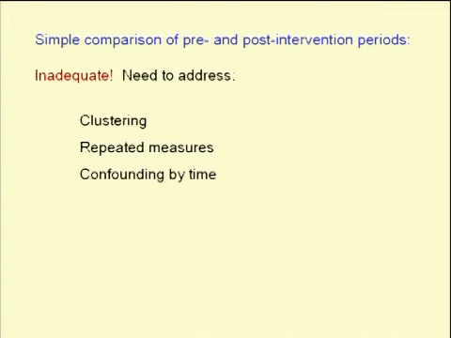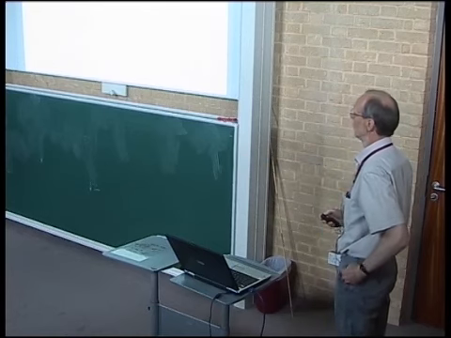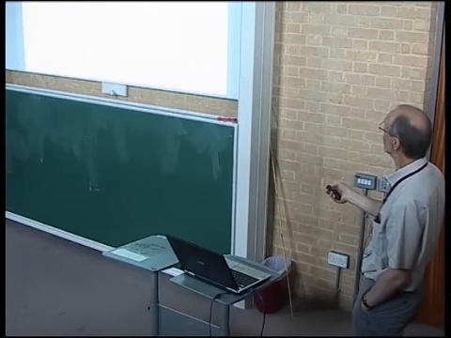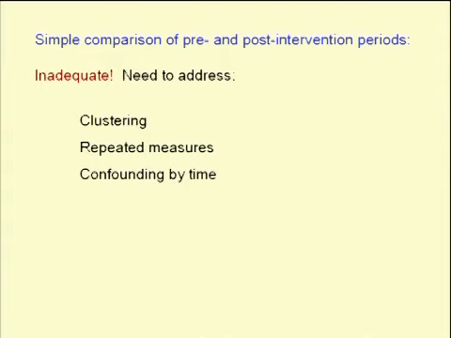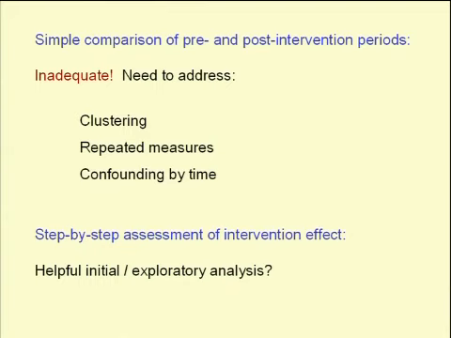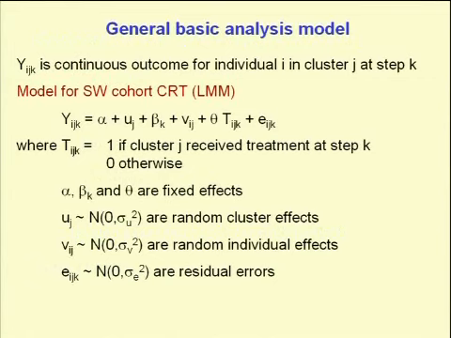So why is that? It's very obviously inadequate because we have to address the clustering, we have to address the repeated measures, and we have to adjust for confounding by time through the experiment. A simple comparison of the bottom triangle with the top triangle fails to do any of that. Seriously inadequate. Some people do suggest that you could take the vertical slices step by step and do a step-by-step assessment of the intervention effect through the period of the trial. I would treat that as an exploratory analysis, to see how things look as they pan out over time. But it's not giving you an overall assessment of the treatment effect.